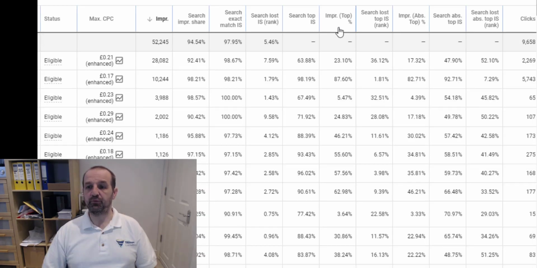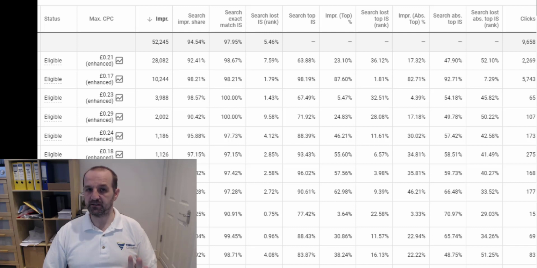It does depend on the query and it will change from time to time. So top just means that you are appearing at the top of the page on the Google search results in the ads section. Okay, so top is any one of those positions. So the impressions top percentage, that's the percentage of the time that, in this example, this keyword that I'm looking at would appear in top positions out of the impressions that it got.